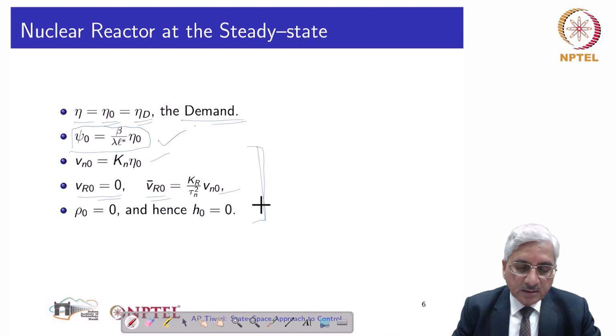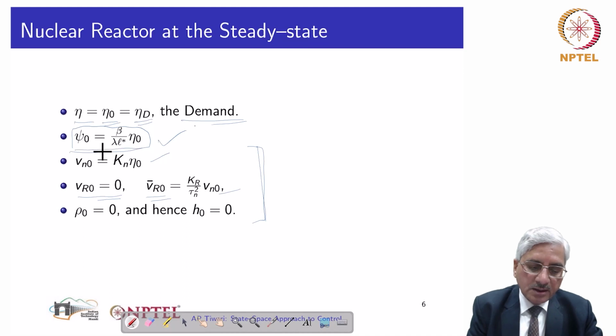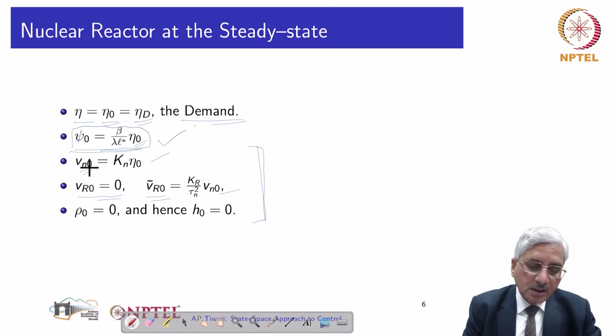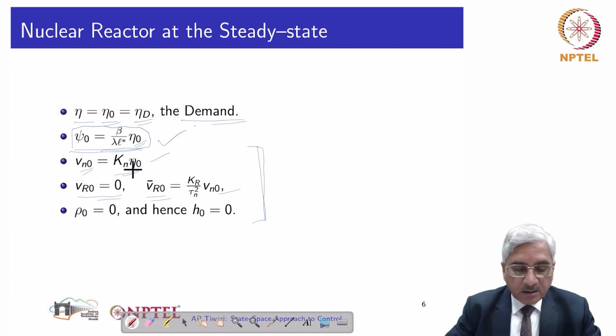So a reactor at a steady state means neutron density is constant, equal to eta 0, which matches the demand power. The delayed neutron precursor concentration is constant at a value proportional to eta 0. The voltage of the linear amplifier is constant, again given by eta 0, the power at which the reactor is operating, or the neutron density which is there in the reactor.